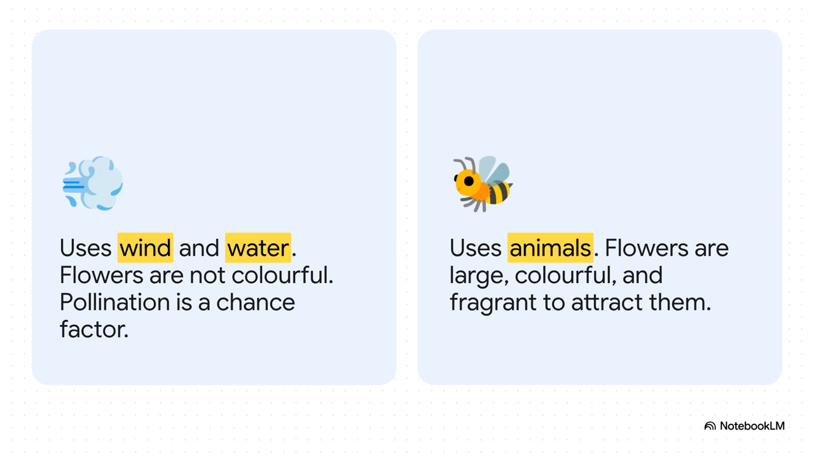to the right spot. The other strategy is to use biotic agents, living things like insects, birds, bats. These plants go all out on advertising. They have large, colorful, fragrant flowers, and they offer rewards like nectar, all to attract their animal partners to do the job much more efficiently.